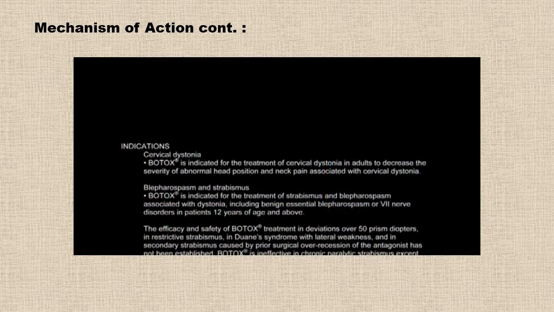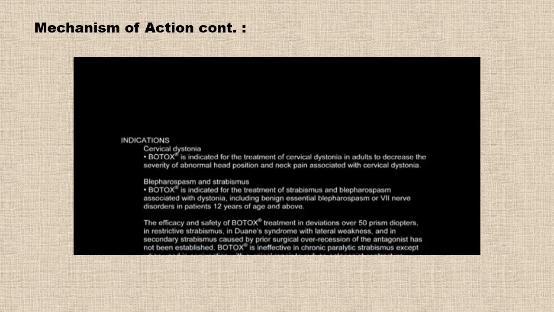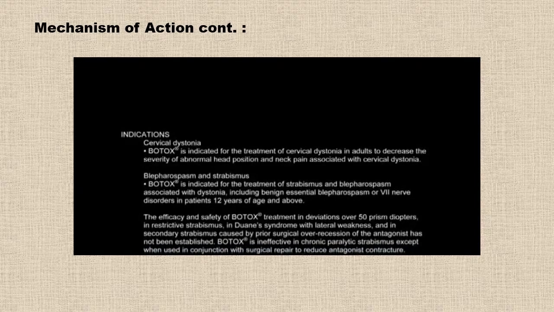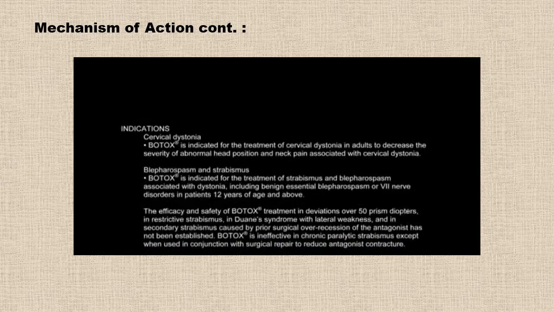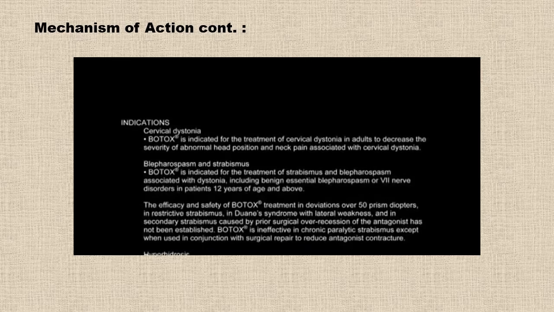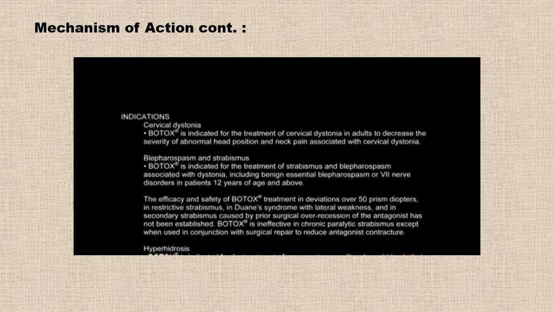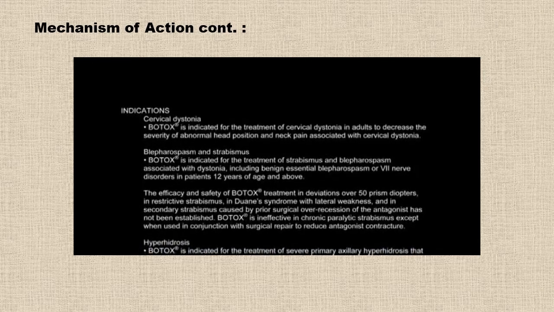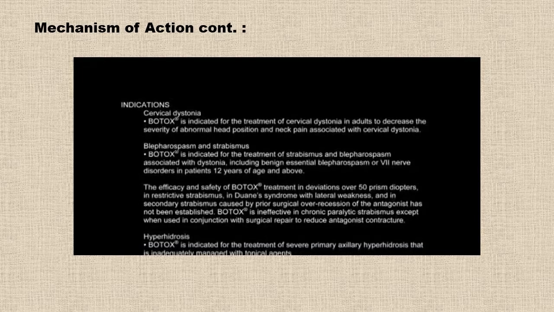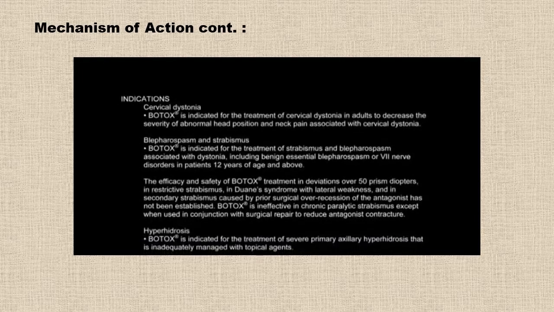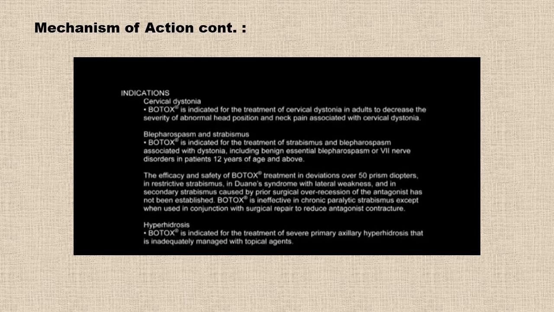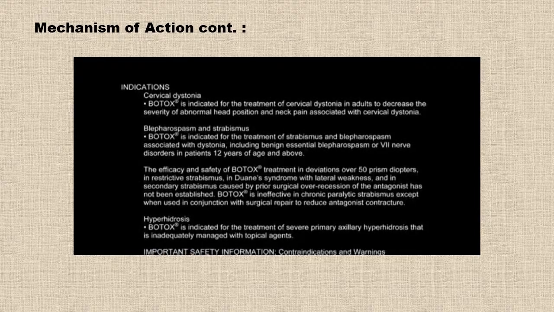Indications: cervical dystonia. Botox is indicated for the treatment of cervical dystonia in adults to decrease the severity of abnormal head position and neck pain associated with cervical dystonia. Blepharospasm and strabismus. Botox is indicated for the treatment of strabismus and blepharospasm associated with dystonia, including benign essential blepharospasm or seventh nerve disorders in patients 12 years of age and above.